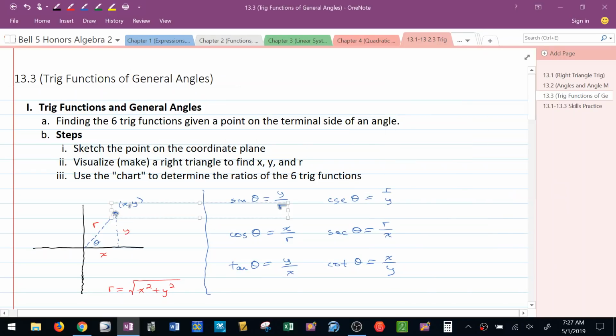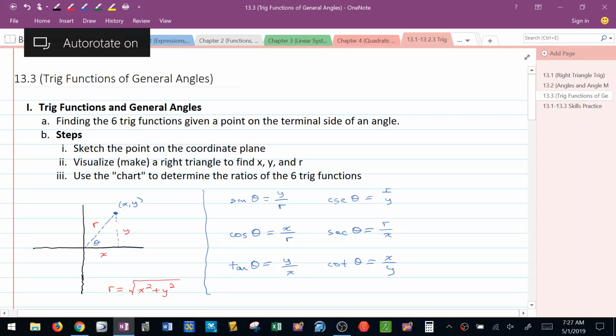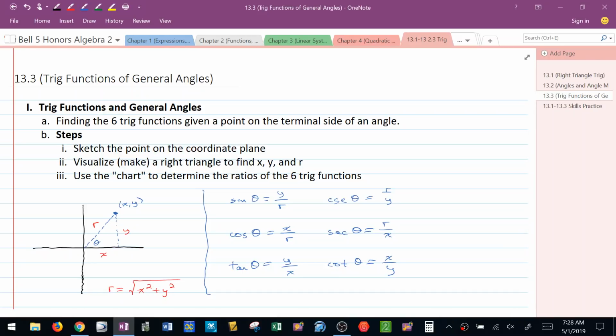Okay, this lesson is about trig functions of general angles. What we're going to be doing is finding the 6 different trig functions again, but we're going to take it a step further. We're going to talk about things called reference angles, and then we're going to finish it up by doing something that some of you are going to have a little trouble with, but it's very doable. It's called finding the exact value of a trigonometric function.